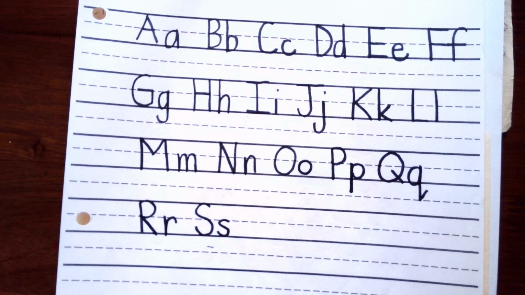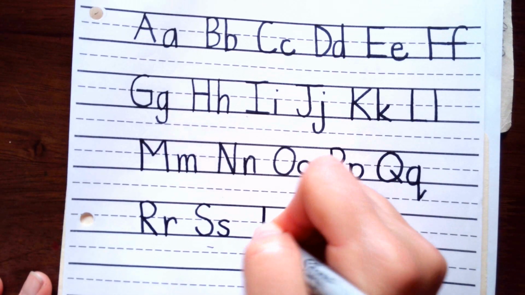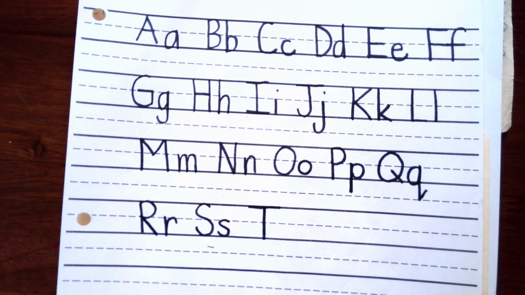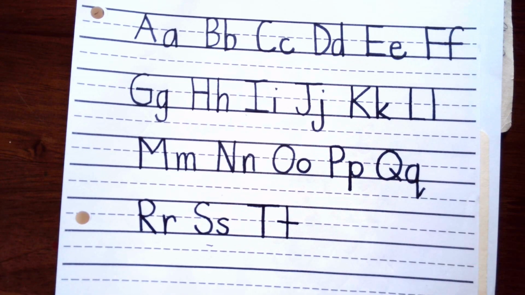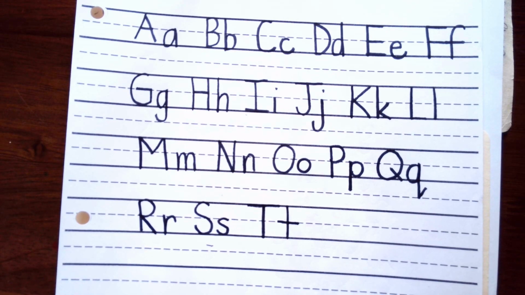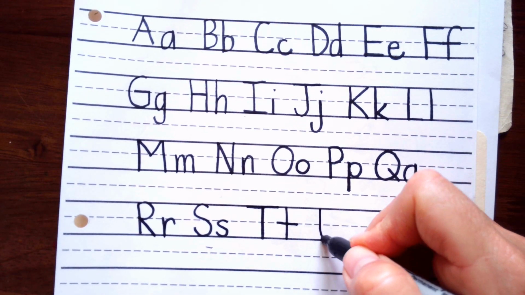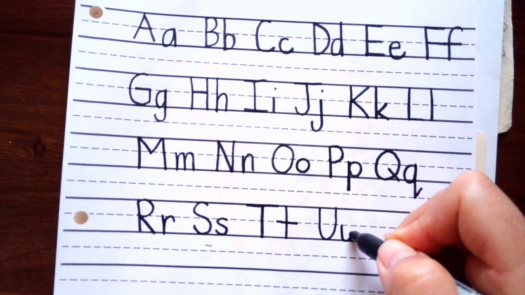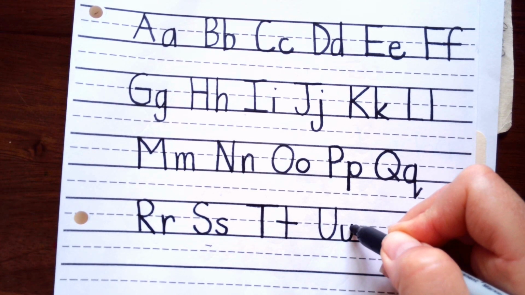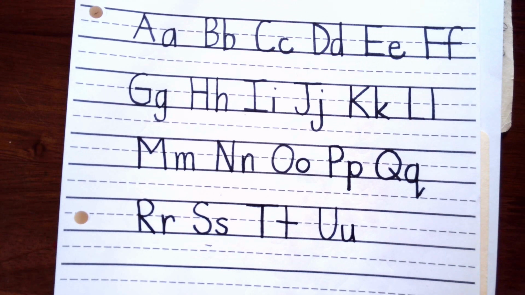Uppercase T, we make a line down and then we cross up here. Lowercase t, we make a line down and I cross on the dotted line. Uppercase U uses the whole line. Lowercase u looks almost the same. We use half the line and then we come down.